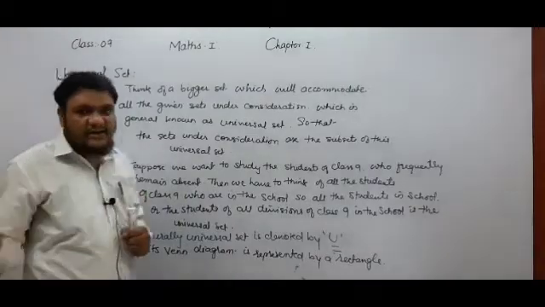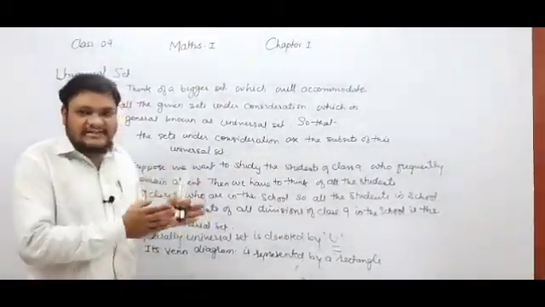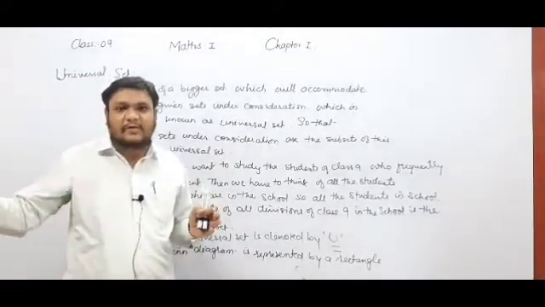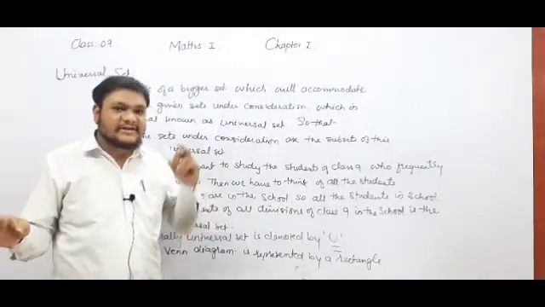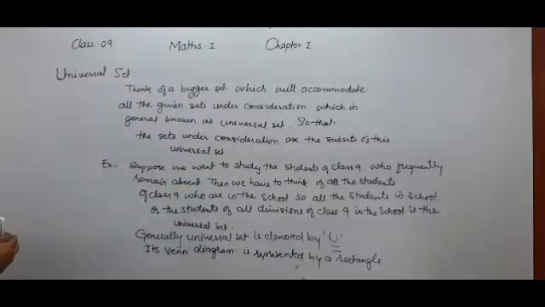Means if you are considering 2 or more sets and you are making the universal set, the universal set will contain all the elements of those particular subsets, and those subsets are subsets of that universal set. So this is the definition of universal set.